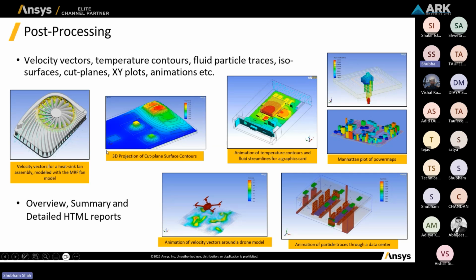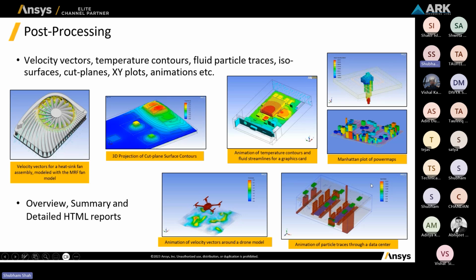Apart from that, when you see the second contour, which is the 3D projection of cut plane, that is basically the cut section view of a PCB on the mid section. So this will indicate your temperature profile and distribution on the plane which you have plotted. Apart from that, if you see the animation of temperature contours and fluid streamlines, these are the streamlines which are plotted on the very dead end, the blue colored ones. So these are the fluid streamlines.